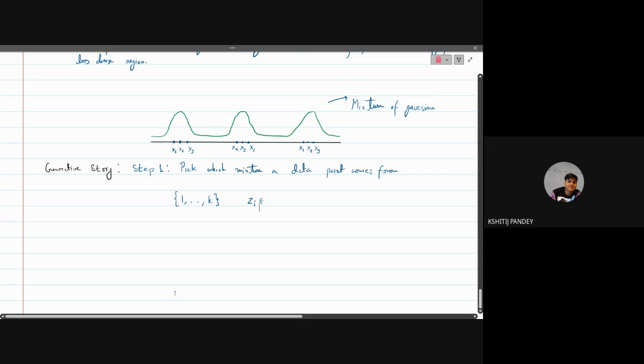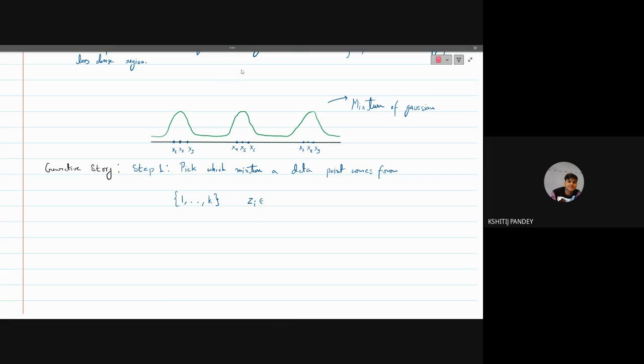So in the first step, we are picking the mixture from where the data is coming from. For each data point, we have mixture indicators here. Sorry, not cluster indicator, my bad, mixture indicator. When you have n points, you have z1 to zn, and they take the value of the mixture which they belong to. So this z_i will belong to the set 1 to k.